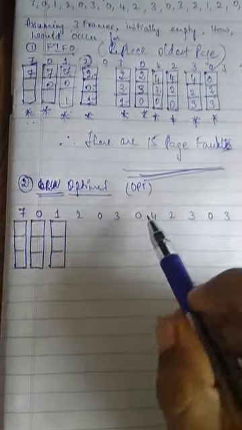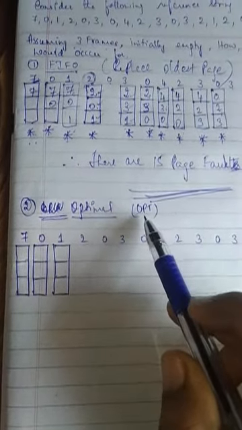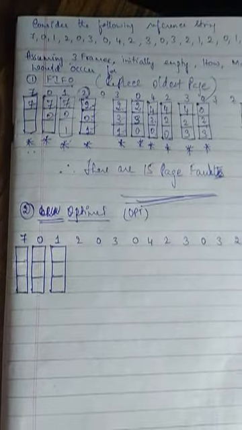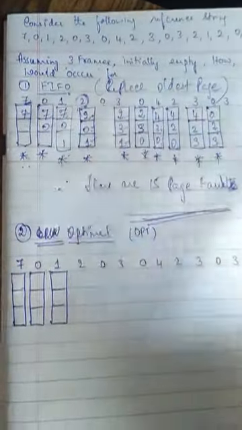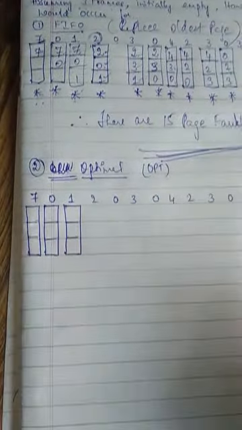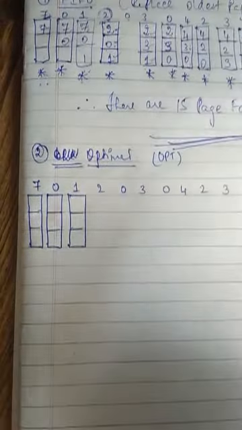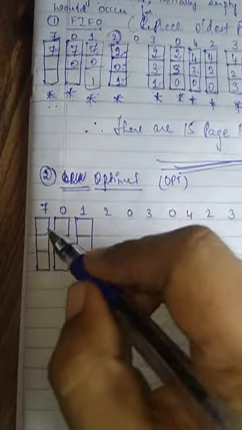Hello students, next we'll go to the next algorithm, that is the optimal page replacement algorithm, for the same question that is given in your notes, using 3 frames. Initially all the frames are empty. Again you have to calculate how many page faults will occur in this. So initially, 3 frames.